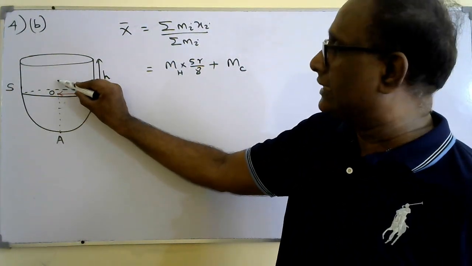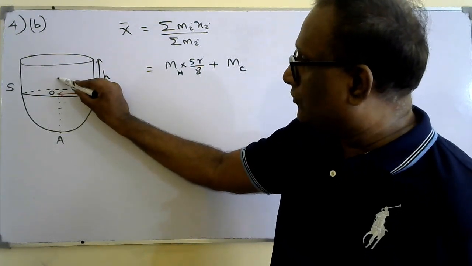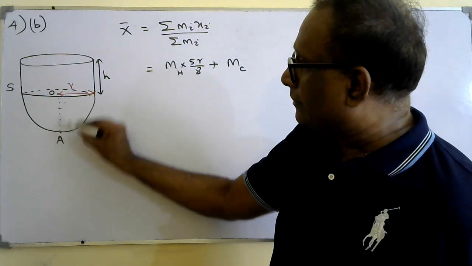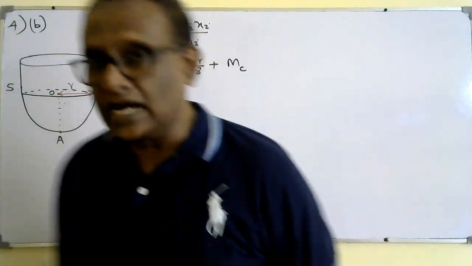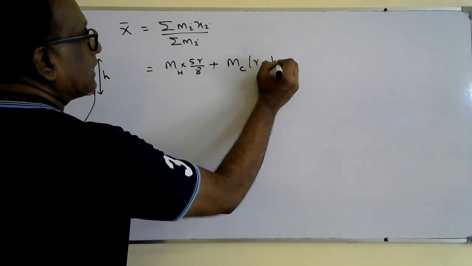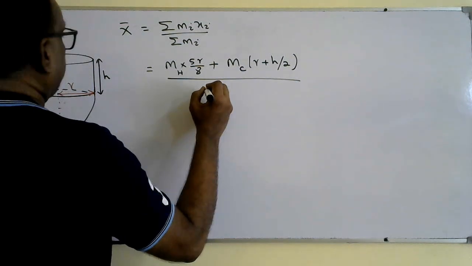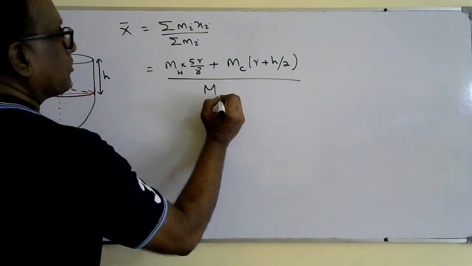It's a uniform cylinder, so the center of mass of the cylinder from the base is h by 2. But we have to find it from A, so that means h by 2 plus r. Is it r plus h by 2? So mass of the cylinder into r plus h by 2, over sigma mi.